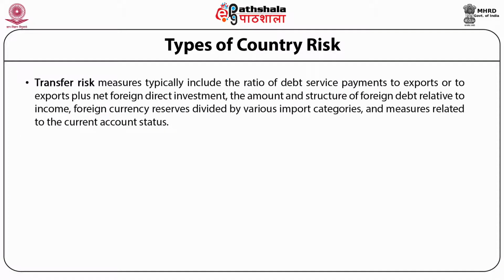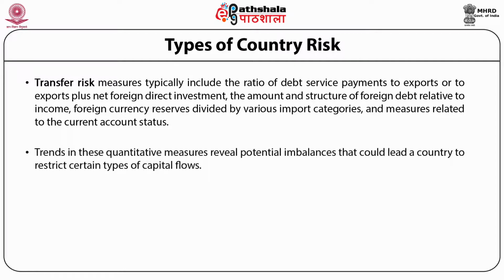Transfer risk measures typically include the ratio of debt service payments to exports or to exports plus net foreign direct investment, the amount and structure of foreign debt relative to income, foreign currency reserves divided by various import categories, and measures related to the current account status. Trends in these quantitative measures reveal potential imbalances that could lead a country to restrict certain types of capital flows.